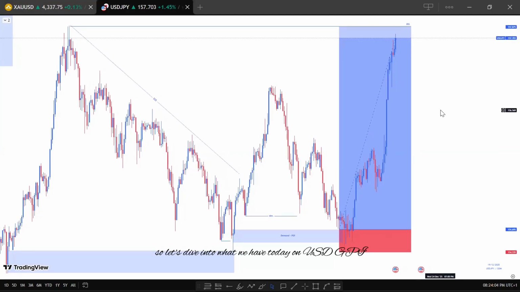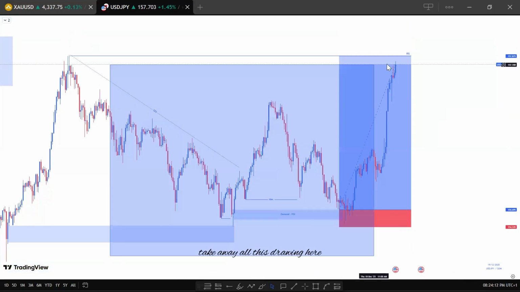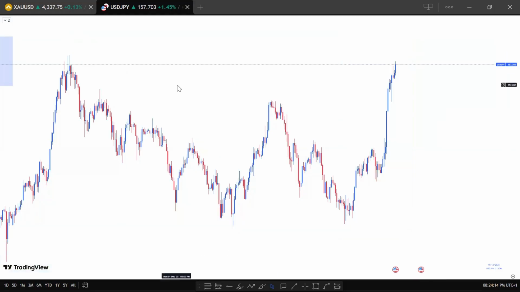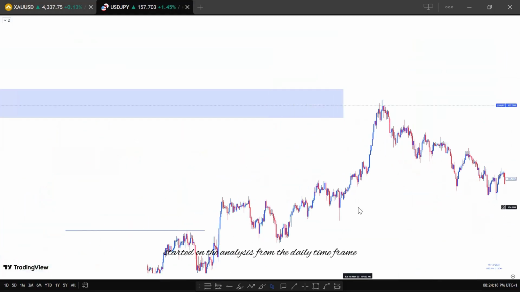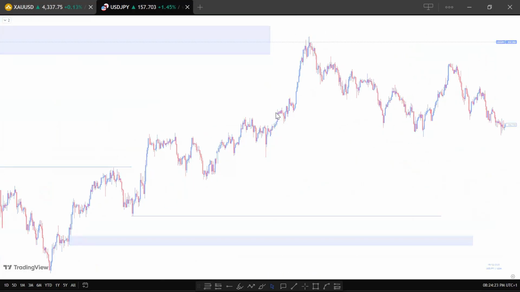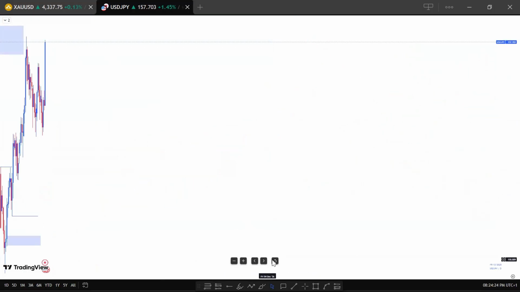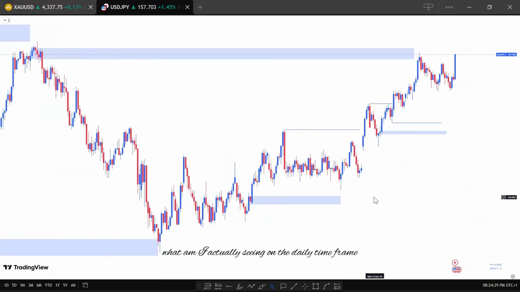So let's dive into what we have today on USDJPY. Let me take away all this drawing here. All right, on USDJPY, I actually started the analysis from the daily time frame. So what am I actually seeing on the daily time frame?